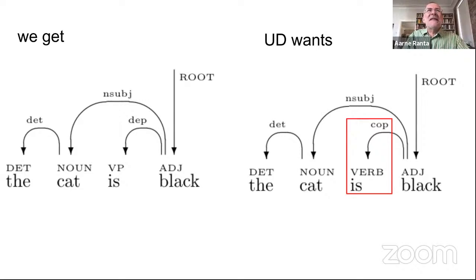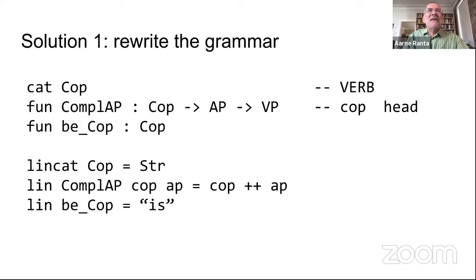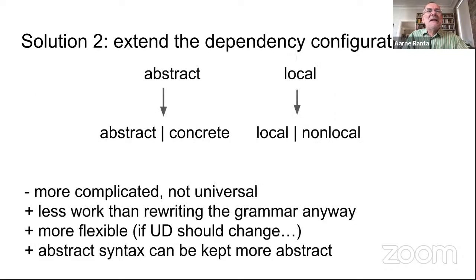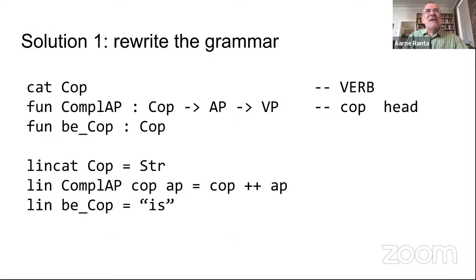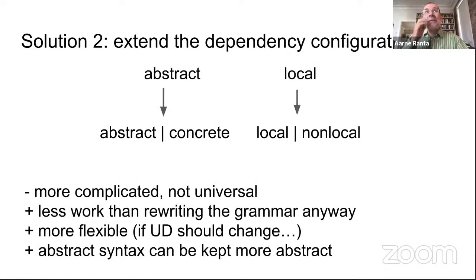And how to get to this? So you could rewrite the grammar so that you actually have a copula in there, and there is just one copula B, and then you follow the same algorithm as earlier, but this is not the approach that we have usually followed, because the other approach is to extend the dependency configurations.